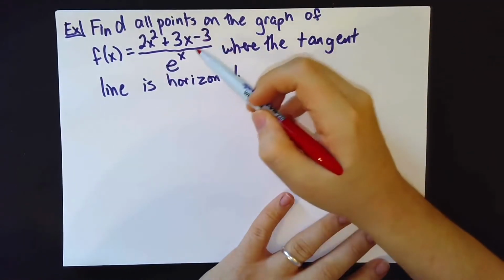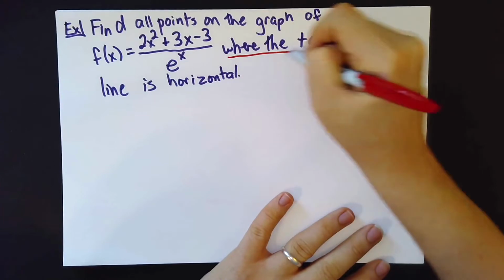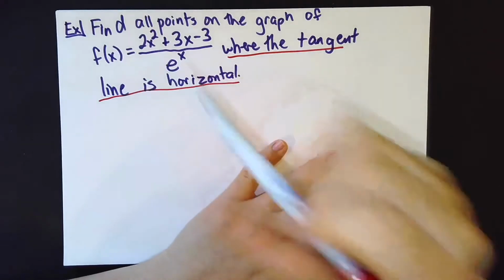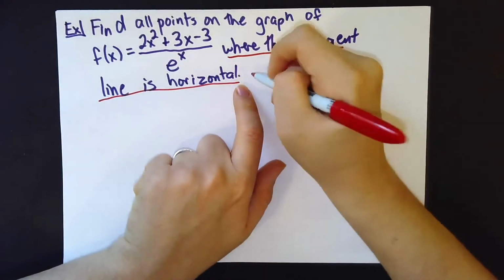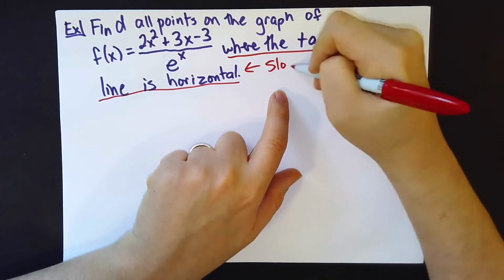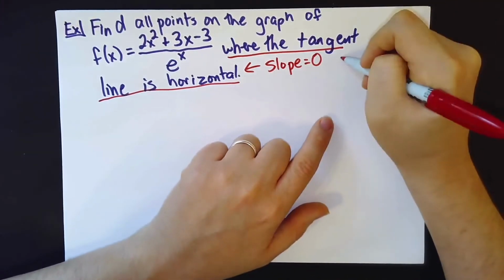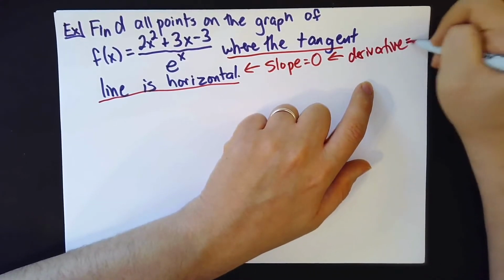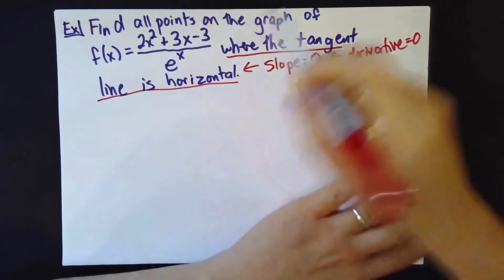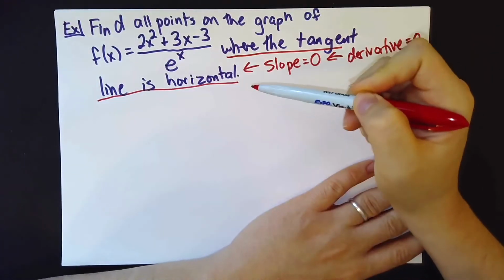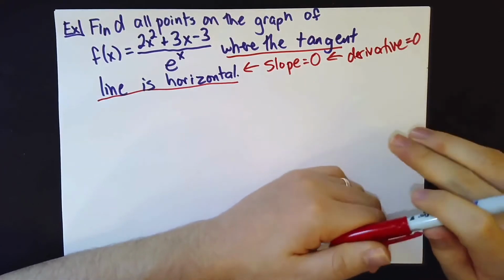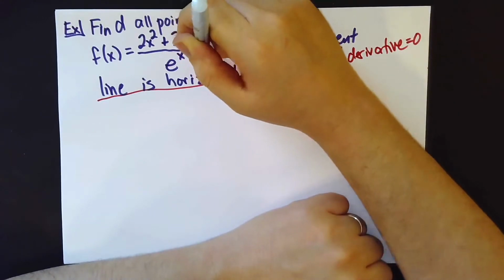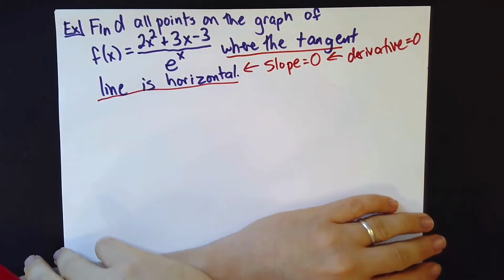which is to say I've been given a function, and I want to know where the tangent line is horizontal. And before we even think about this question, I want to remind you, tangent line horizontal, that means the slope is 0. Okay, and the slope is 0, that means I'm looking for where the derivative is 0. So ultimately, just from this red underlined part, I know that what this question is really asking me to do is to take the derivative of this function, set that equal to 0, and then solve.